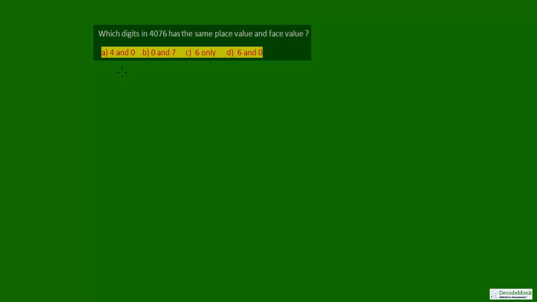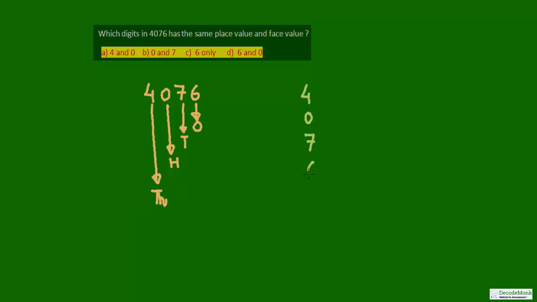The given question says, which digit in 4076 has the same place value and face value? So let me write down the number first. 4076. So this number we read as 4076. This 6 is in ones place, 7 is in tens place, 0 is in hundreds place, and 4 is in thousands place. So 4, 0, 7 and 6.